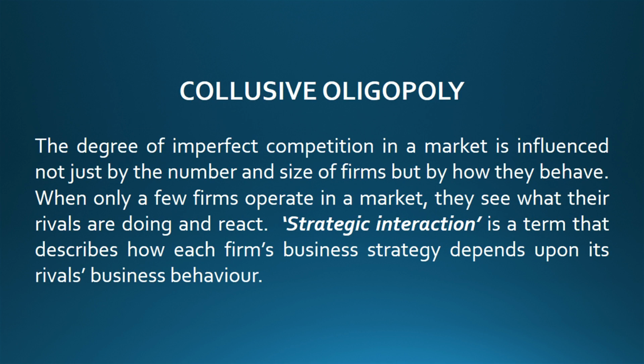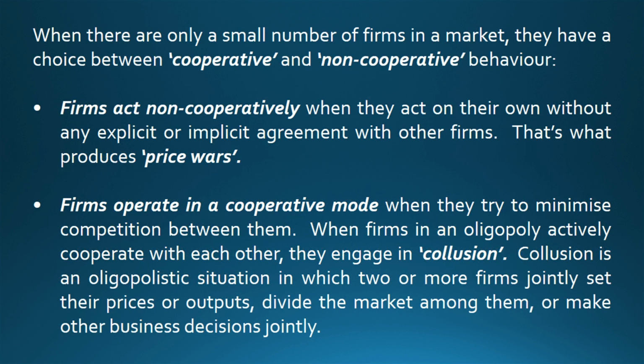Collusive oligopoly. The degree of imperfect competition in a market is influenced not just by the number and size of firms but by how they behave. When only a few firms operate in a market, they see what their rivals are doing and react. Strategic interaction is a term that describes how each firm's business strategy depends upon its rival's business behavior. When there are only a small number of firms in a market, they have a choice between cooperative and non-cooperative behavior.